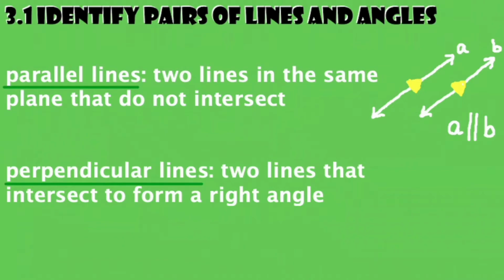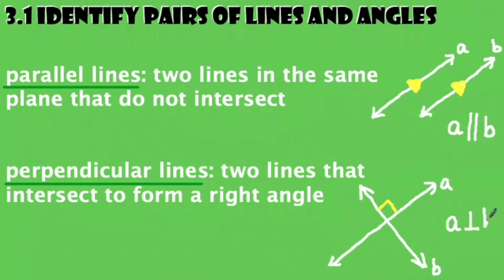Perpendicular lines, we've done a little more of that. Two lines that intersect to form a right angle. And we know that the notation for that would probably be a right angle symbol somewhere in there, right? And if this were a line A and a line B, we've already learned the symbol for that. A is perpendicular to B.